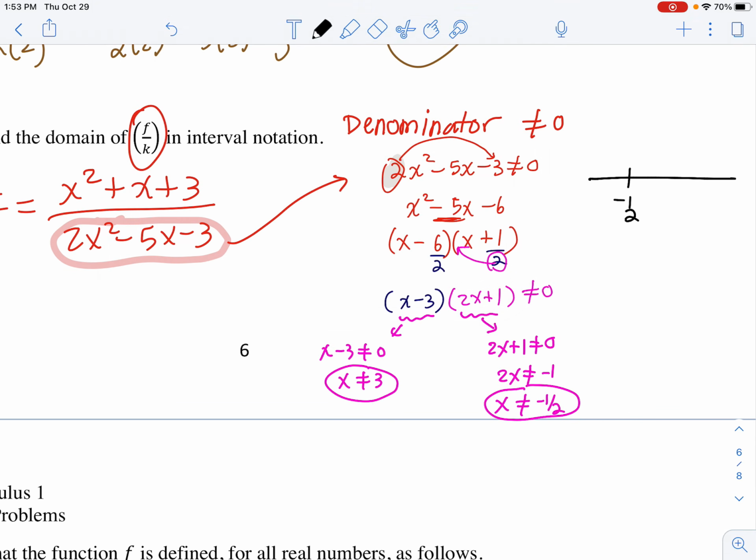You know me, guys, I always graph it. Negative 1/2 is on the left because it's a smaller number. And 3 is on the right. Open circle for both of them because they cannot be equal to these values. But it can be everything else. Everything to the left of it, everything in between, and everything to the right of 3.